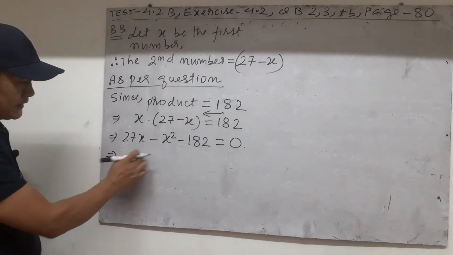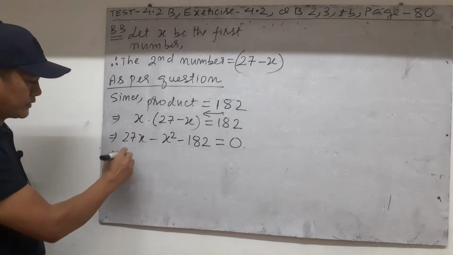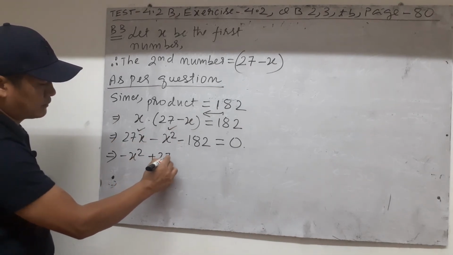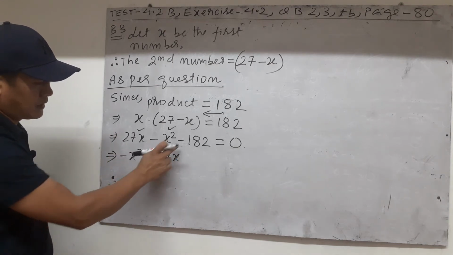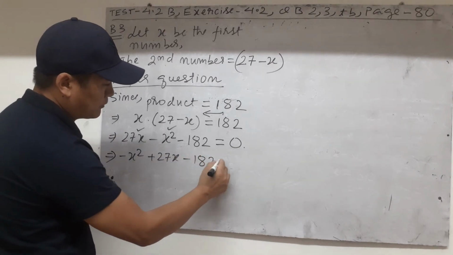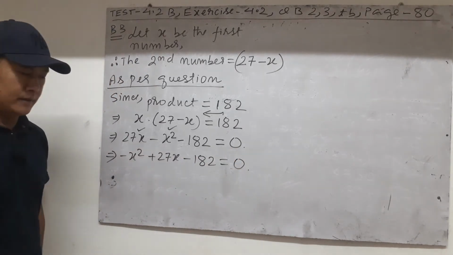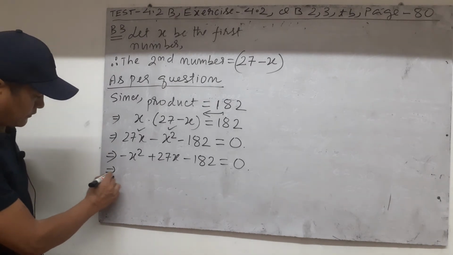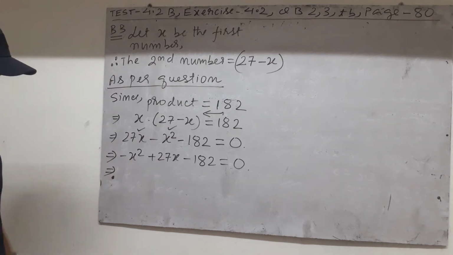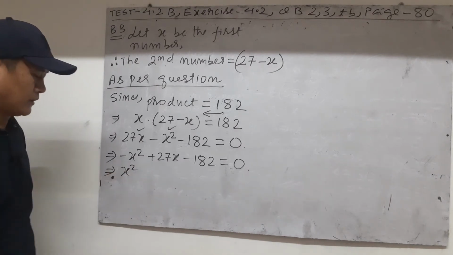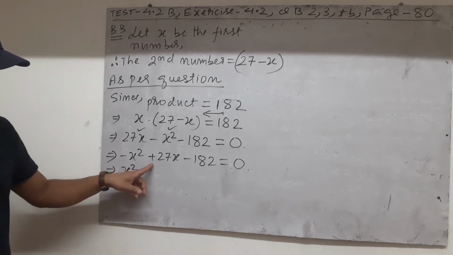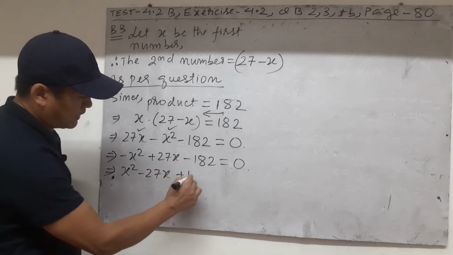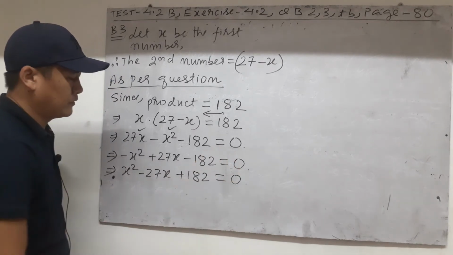Our next job is to arrange in descending order of the power of x. So x squared is the highest one, minus x squared, in first place. In second place, the x term, plus 27x, because no sign means plus. The one having no x is in the third position. We have done that: x squared, x, no x. But usually we want to solve by using the x squared term as positive, which is now negative, so change it to positive, which is possible if you change the remaining signs. So plus 27 becomes minus 27x, minus becomes plus 182, equal to 0.